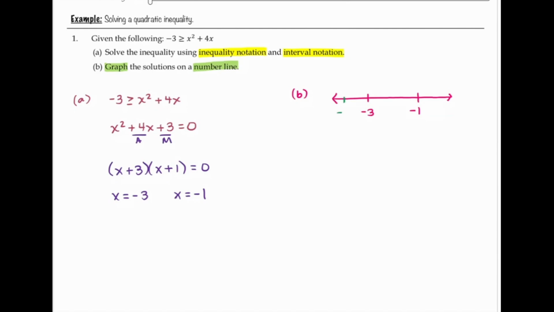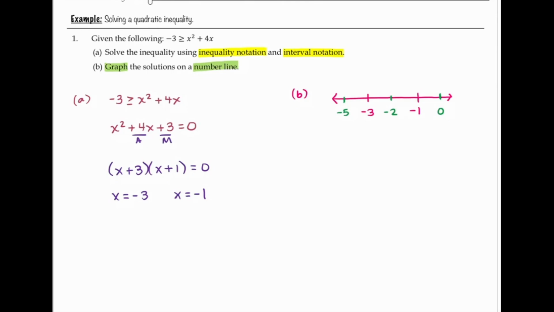So what we want to do is determine a number below -3. Let's pick maybe -5. A number that falls somewhere in between -3 and -1, let's say -2. And a number to the right of -1, which 0 looks like a nice number to work with. Here we are going to test these numbers that we added on the number line in green.